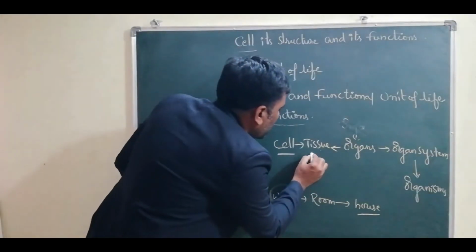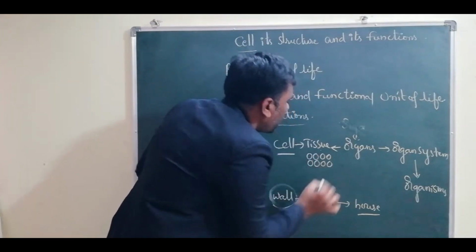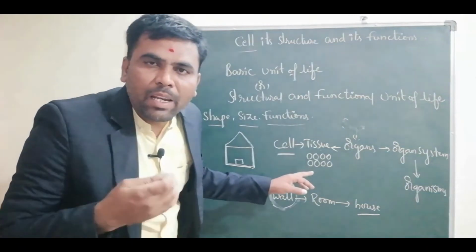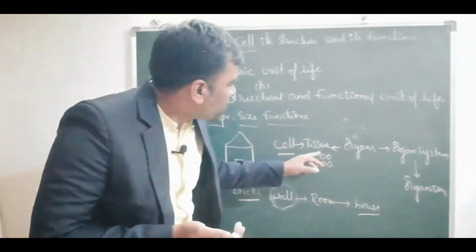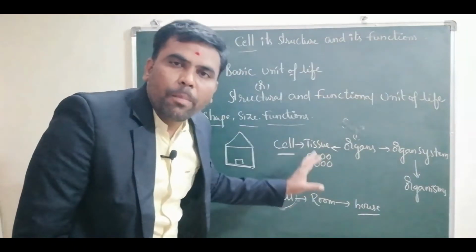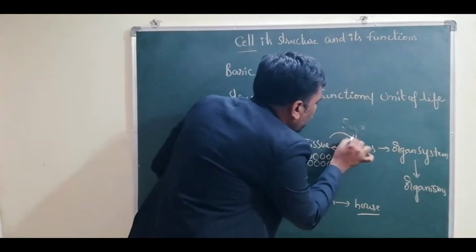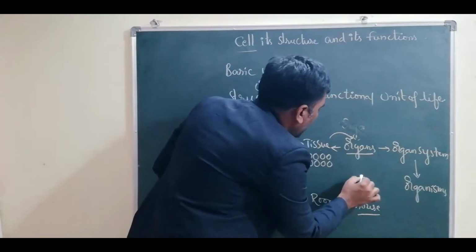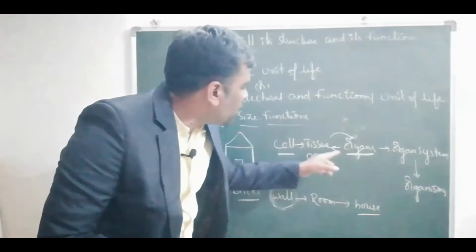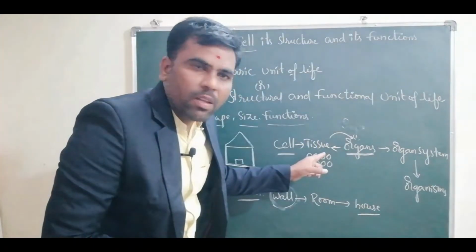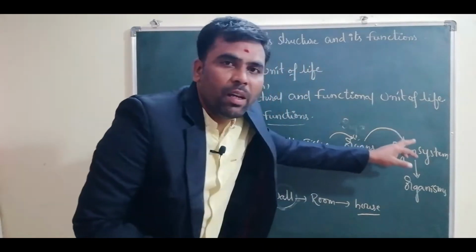A group of cells forms the tissue. What is tissue? Tissue is nothing but the group of cells which are similar in structure and carry similar function. Tissue is formed by a number of similar cells. Then a group of tissues which perform the same functions forms the organ. Organ is formed with the help of related tissues. Then a group of organs forms the organ system.